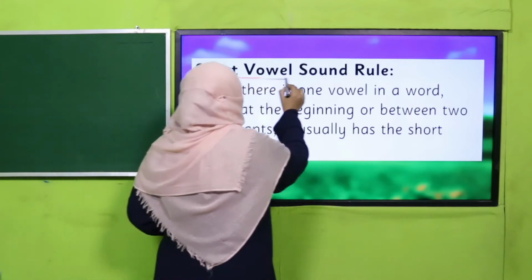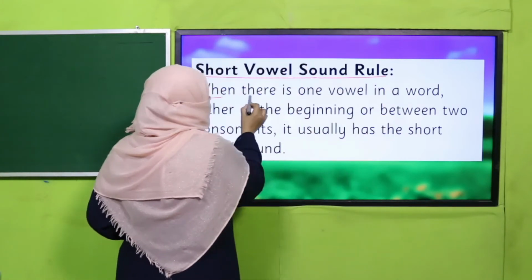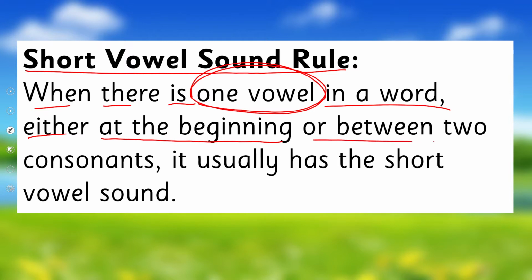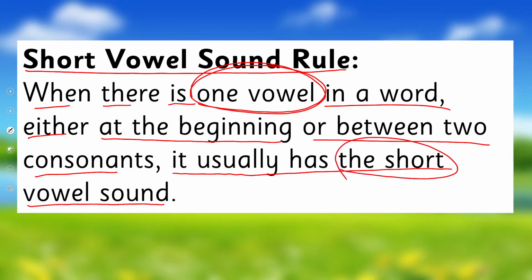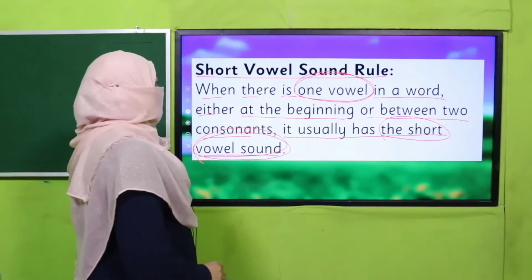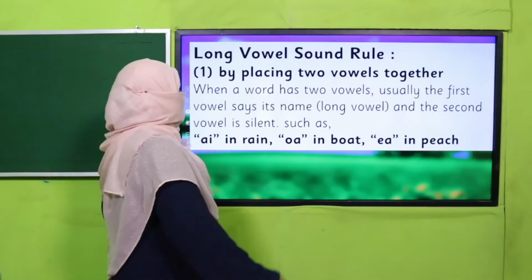Short vowel sound: when there is one vowel sound in a word, either at the beginning or between two consonants, it usually has the short vowel sound. It means if a word has only one vowel sound, for sure the sound is going to be a short vowel sound, right? And when it's long, there are certain rules, a few we are going to discuss.